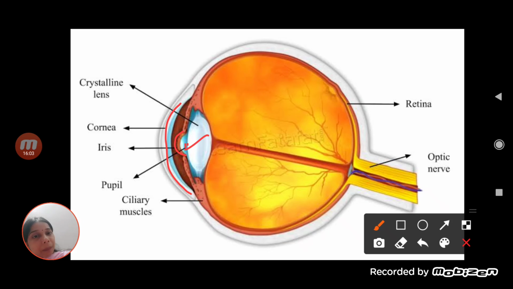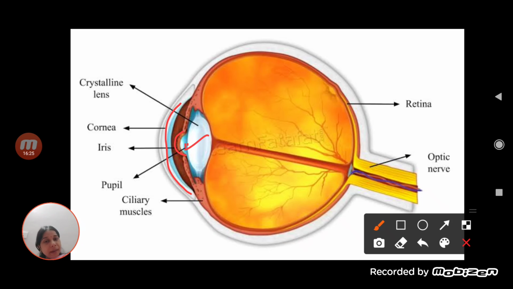So why are you expanding your eyes? It is because the iris is actually expanding. It makes you expand your eyes, right? And due to which what happened? The pupil also expanded. It increases the size of the pupil, which allows more and more light to enter through the pupil, into the eye.